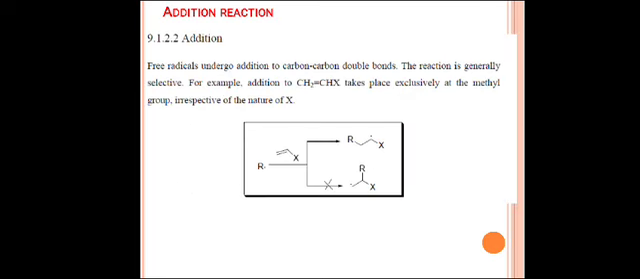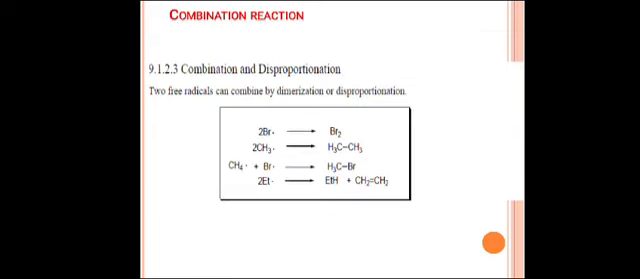In addition reaction, the free radical undergoes addition to carbon-carbon double bonds. The reaction is generally selective. For example, here the CH2=CHX addition takes place exclusively at the methylene group, irrespective of the nature of the halogen. Then next are the combination reaction and the disproportionation reaction.